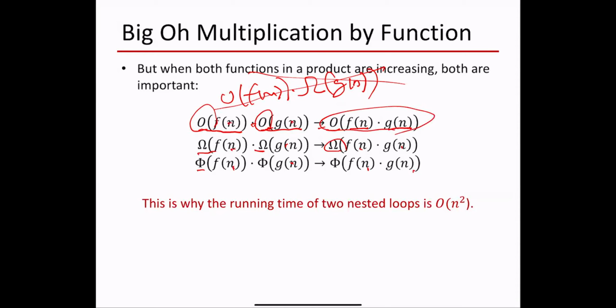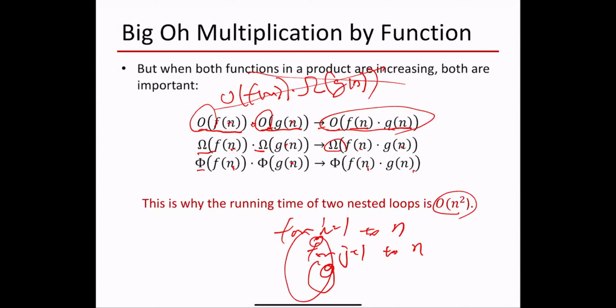Clear? So this is why the running time of two nested loops is n squared. How do you write the nested loop? For i equals 1 to n, for j equals 1 to n. So you loop through, then you loop through again. We call it a nested loop, and this is n times n times. Therefore, we can say n squared.